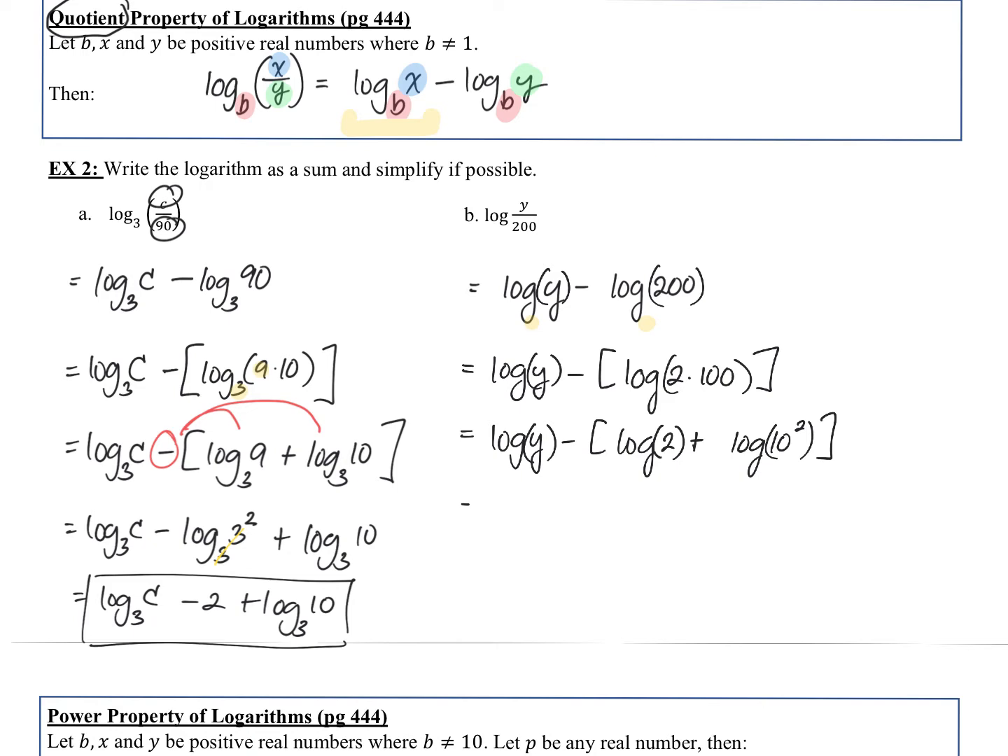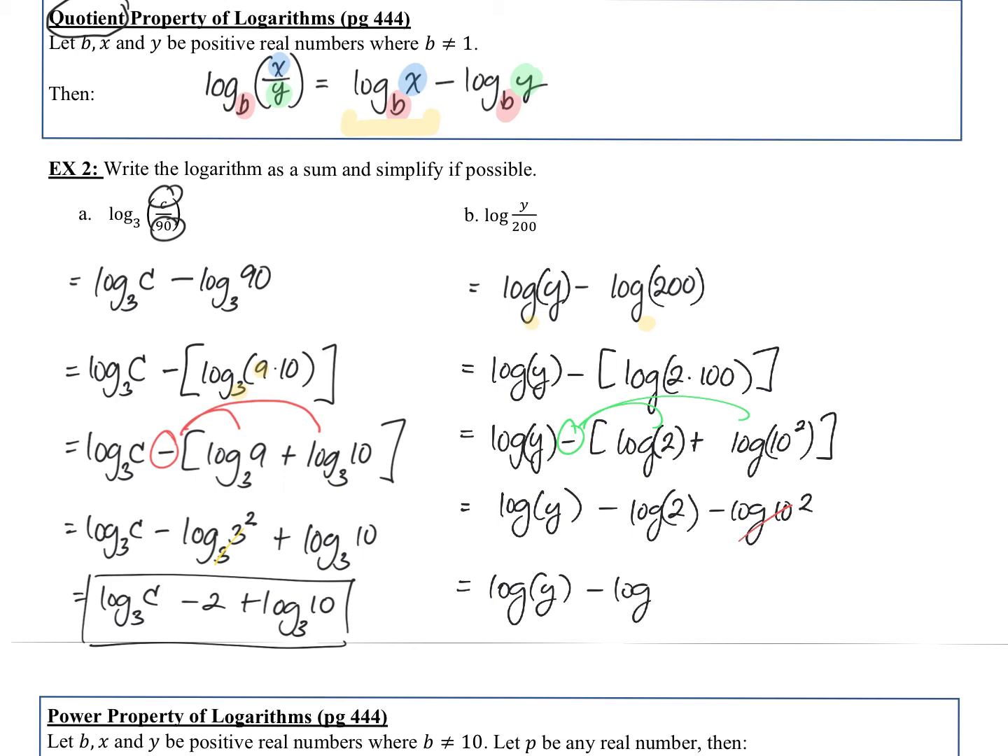Sometimes it gets lost. Alright, so log of y minus log of 2, and I'm going to go ahead and distribute in that minus once again. And we'll get minus log of 10 squared. Now, the logs can cancel right there, and we'll be left with log of y minus log base 10 of 2 minus 2. And there we go, our answer.